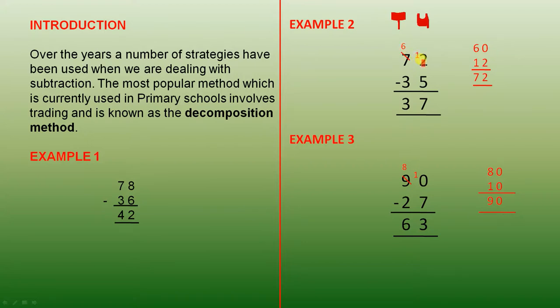So now, in the first column we have 12, because that's 110 and a 2. 12 take away 5 is 7. 6 take away 3 is 3, so the answer is 37.